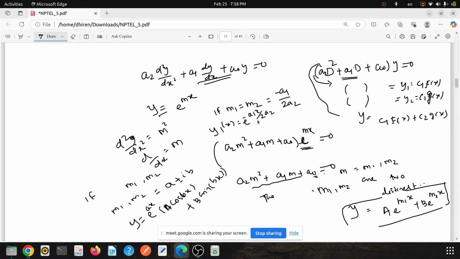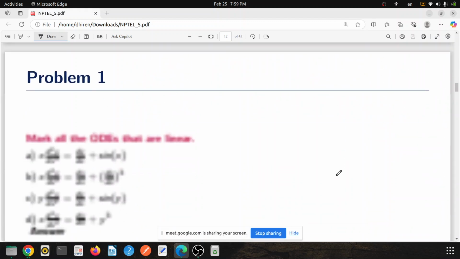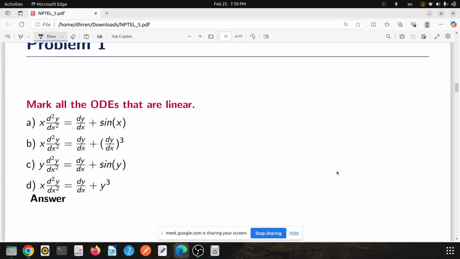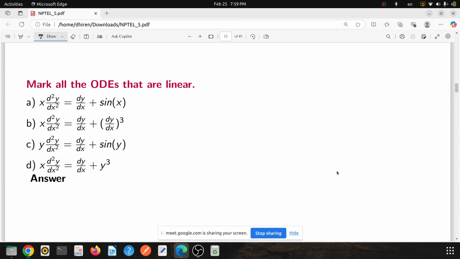And similarly, the general solution for this equation will be y(x) = a x + b e to the power of minus a1 x by 2 a2. So we'll see an example now. Given that, mark all the ordinary differential equations that are linear. So we can see that here the options are A, B, C and D.